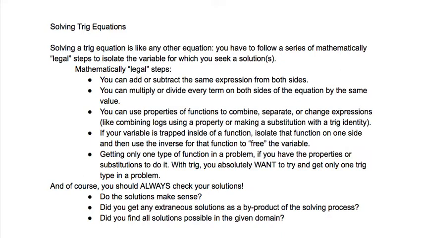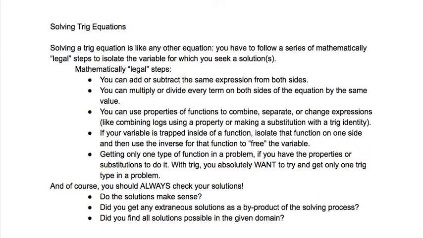If your variable is trapped inside of a function, we need to get that function alone on one side so that we can use the inverse for that function to free our variable. So for example, if I have my x trapped inside a square root, I'm going to get rid of everything outside of that square root and move it to one side of the equation so that I can square both sides. If x is trapped inside absolute value, I'm going to get rid of everything outside of absolute value, move it to one side so I can then split into the two possible answers. Same with trig. If I have something trapped inside of a trig function, I need to get that function alone.